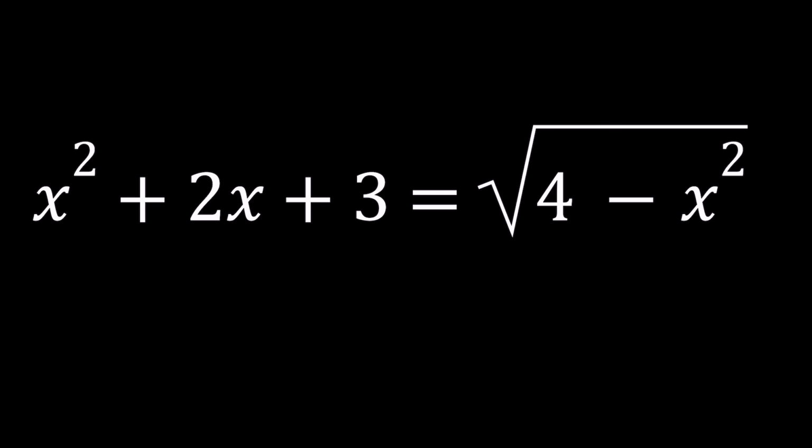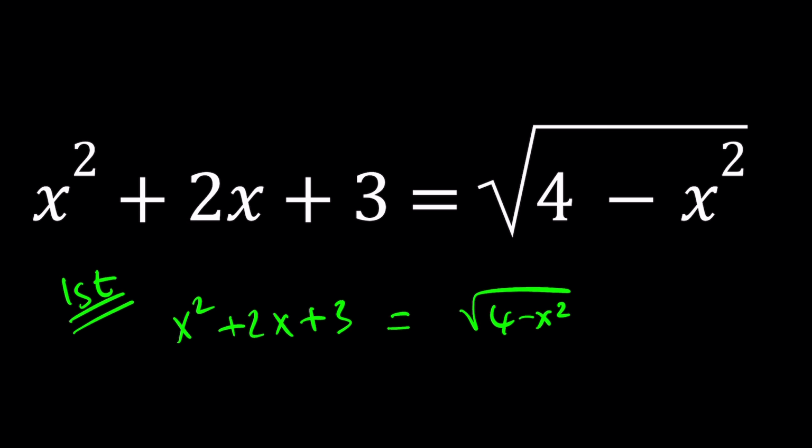Now, we have a radical equation on the right hand side, and I'll be presenting two methods. So let's start with the first method. Since we have a radical, let's go ahead and square both sides. So I'm going to write the original problem and then square both sides to get rid of the radical.